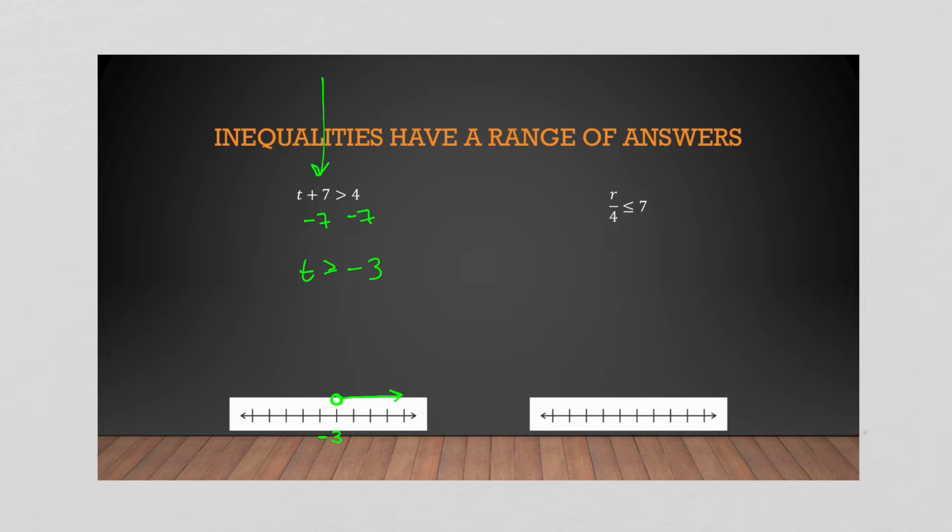Now if you look at the next one, I'm going to multiply both sides by 4. So r is less than or equal to 28. So again, I'm just going to say, okay, there's 28 on my number line. I can exist there because it's less than or equal to, but then a range of answers that way. So you have a range of possible solutions.